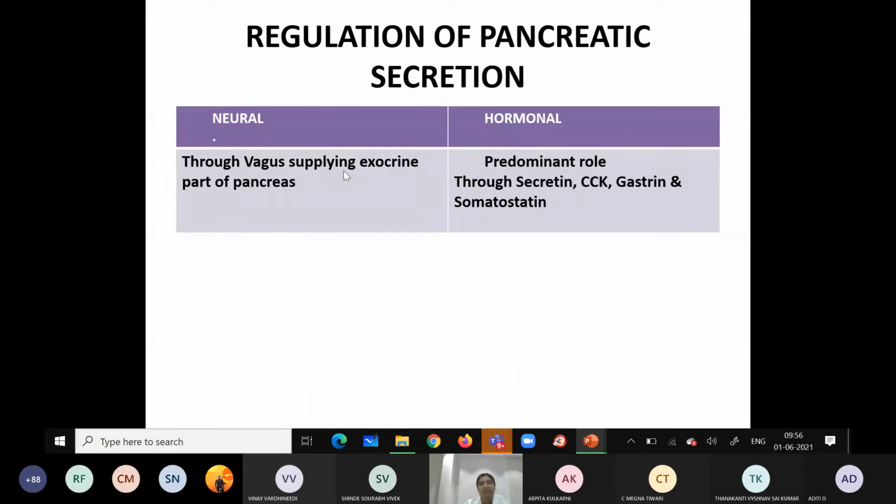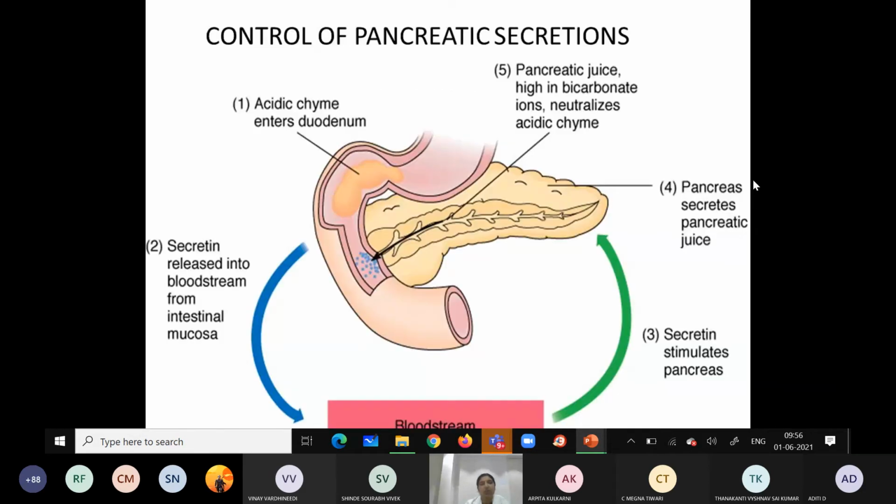Neural regulation is through the vagus, which supplies the exocrine part of the pancreas, whereas hormonal regulation is through secretin and CCK, mainly; gastrin and somatostatin also act. So this picture tells you, whenever there is entry of acidic chyme into the duodenum, what happens?